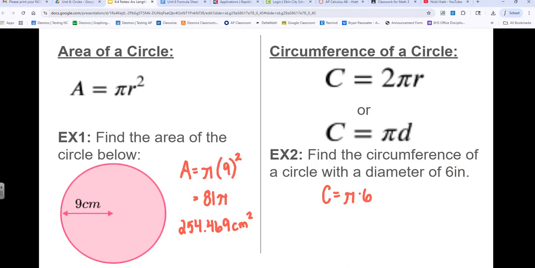We can type that one into our calculator really quickly, and 6 times pi should give us 18.850. It'll round up to 850. And that'll just be inches, not inches squared, because we're just talking about length here, so it's not square inches or cubic inches in that case. So, the area of a circle and the circumference of a circle should be things that you have seen before. So when we talk about arc lengths and sectors, we'll be talking about a fraction of either one of these.